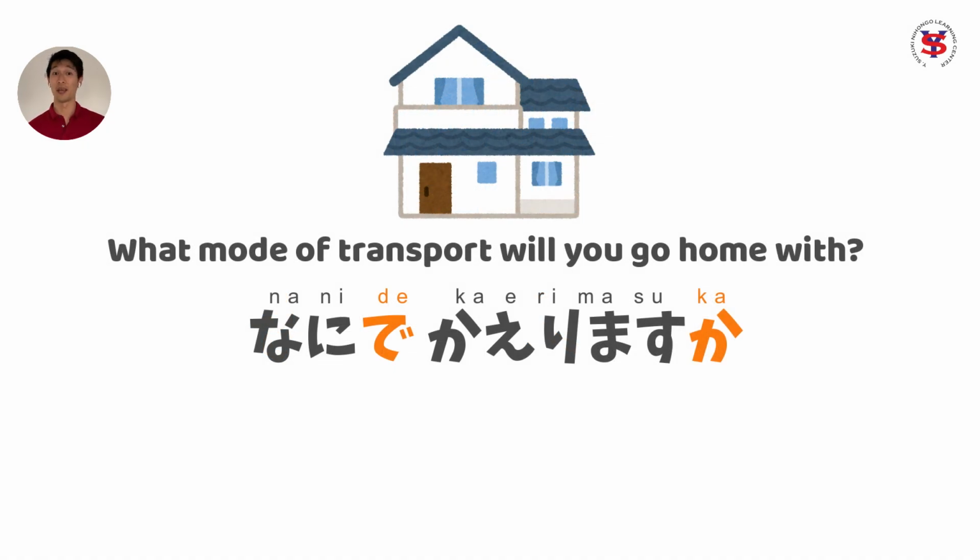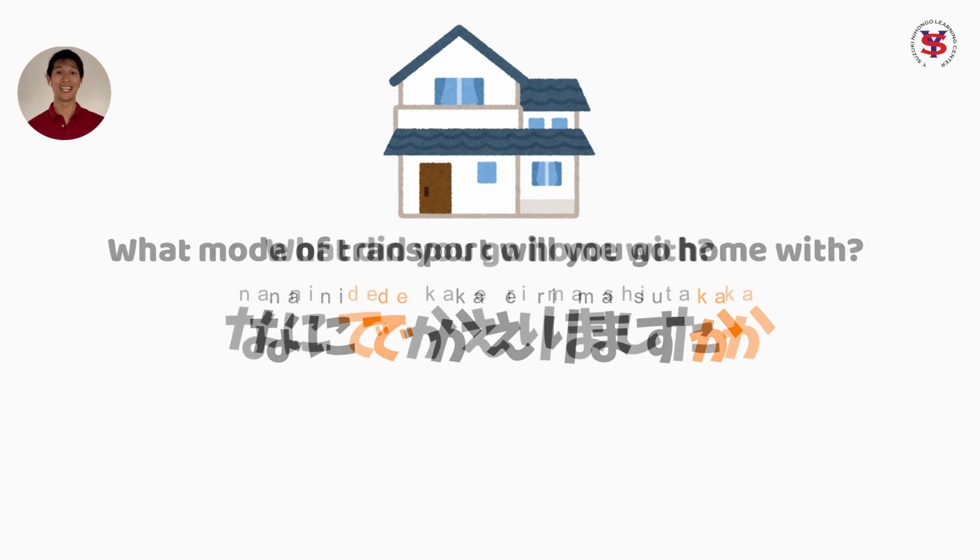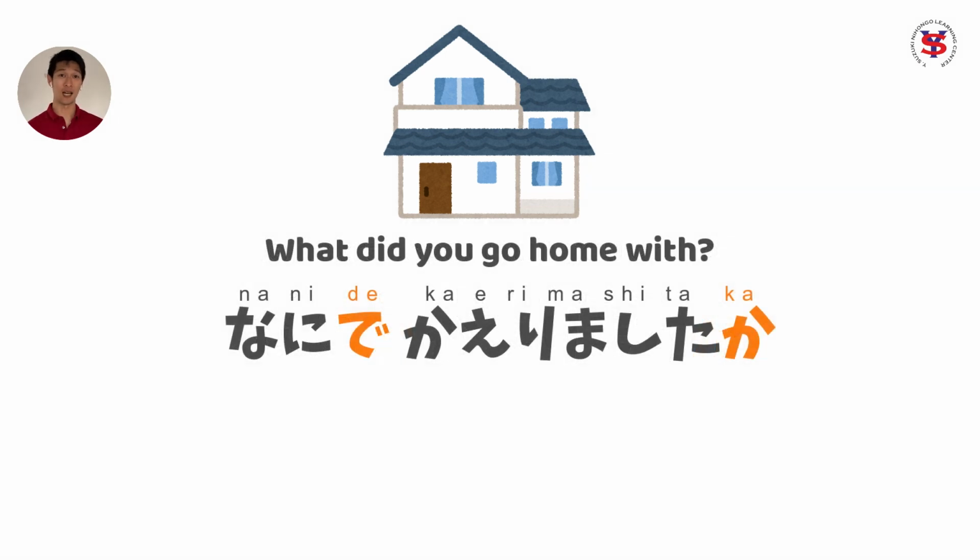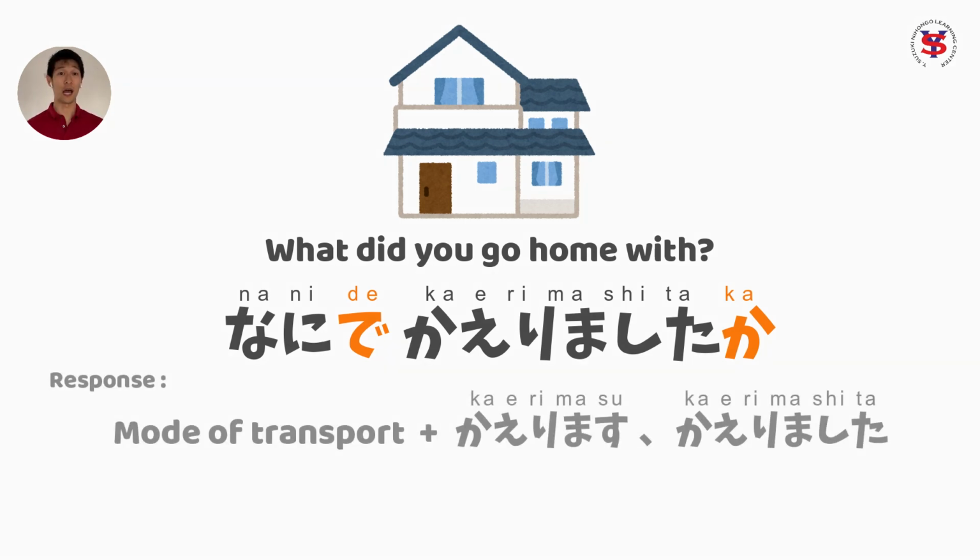Or anong gamit mo pauwi, no? We simply say, 何で帰りますか? And again, since 帰る ang movement verb natin, understood na pauwi tayo, so no need to say house or ie in our question. Now, for past tense, it's 何で帰りましたか? Or what did you go home with? Dito naman, we simply respond with our mode of transport plus kaerimasu, kaerimashita.